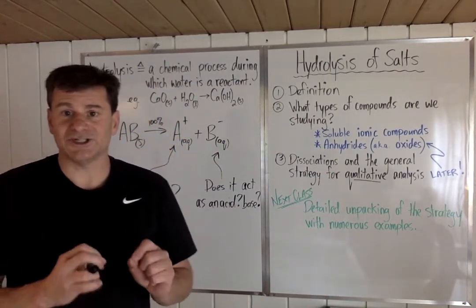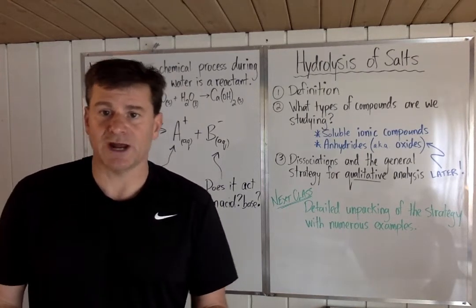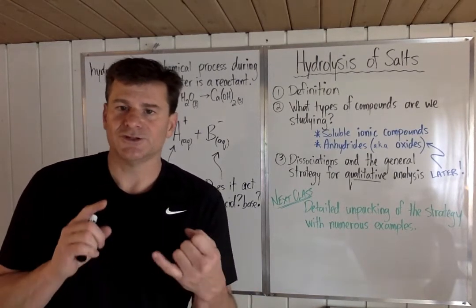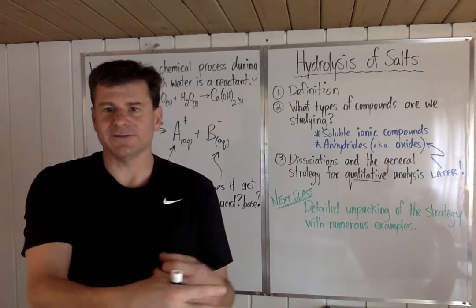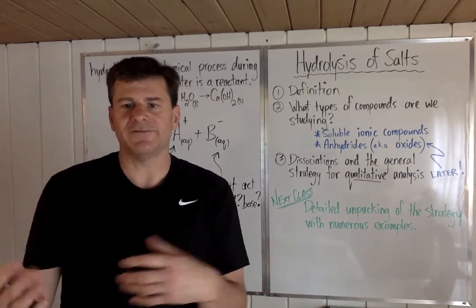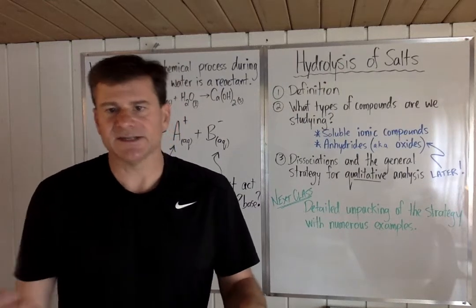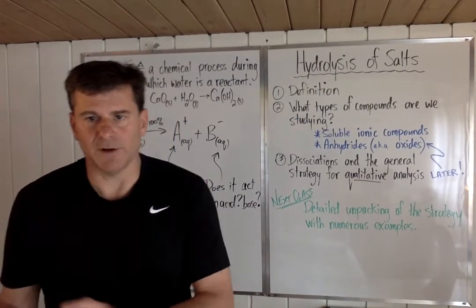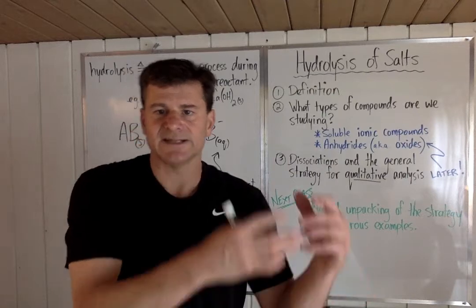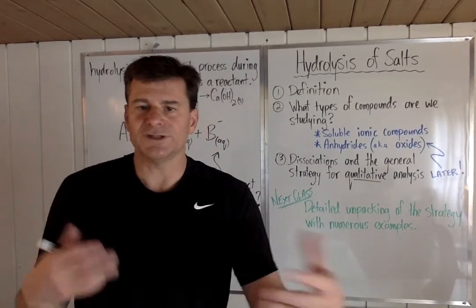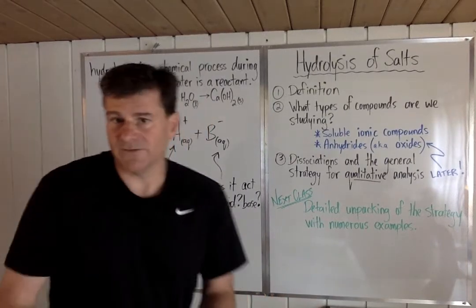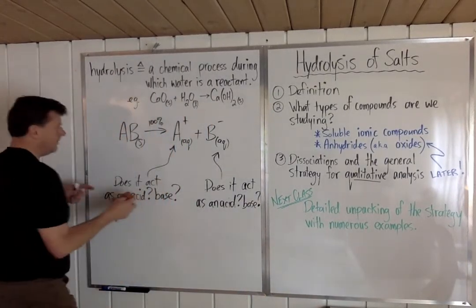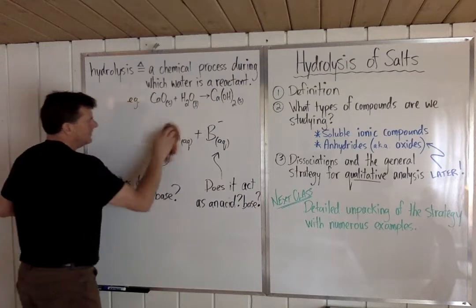But this is the general question. This is the general strategy: you're taking your ionic compound, you're dissociating it into its ions. Then you ask the question of each ion. Does it act as an acid? Does it act as a base? Figure that one out. Move on to the other one. Does it act as an acid? Does it act as a base? And once you've answered those questions, you can then move on. So let me give you a real example. Okay, I'm going to keep these questions here.